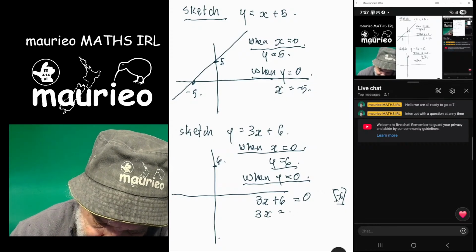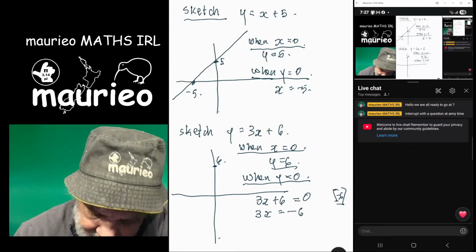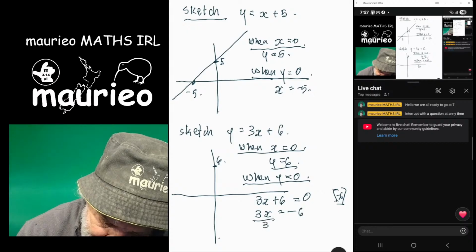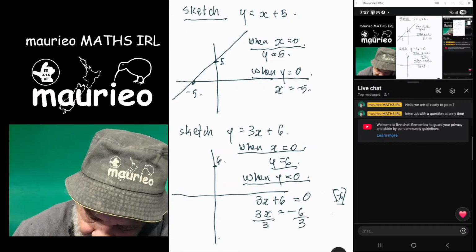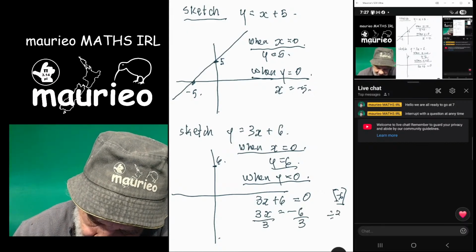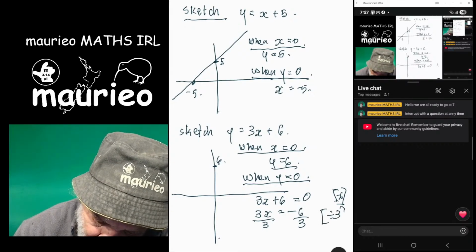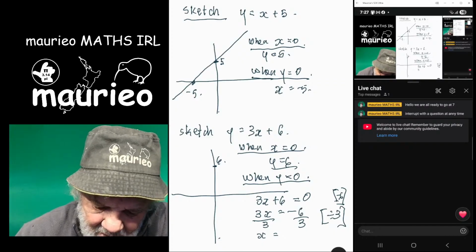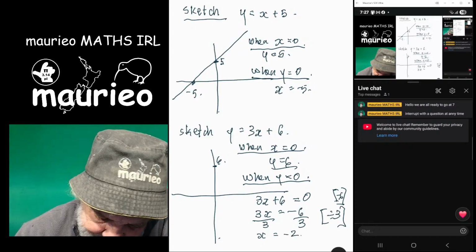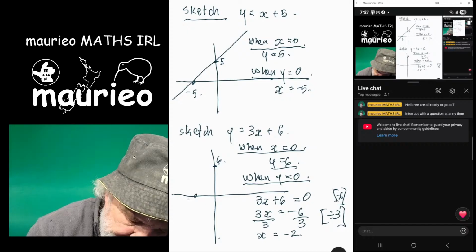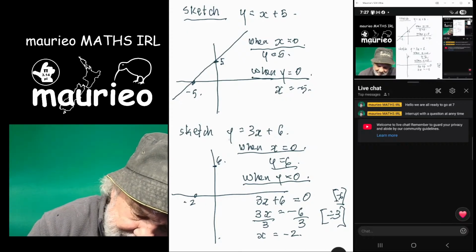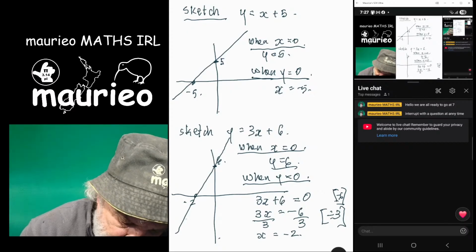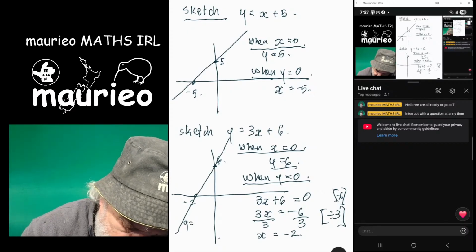3x equals negative 6. I left a bit of a step out there. We can divide by 3, and we get x equals negative 2. So there's negative 2 there. Here's our graph. Always label them.